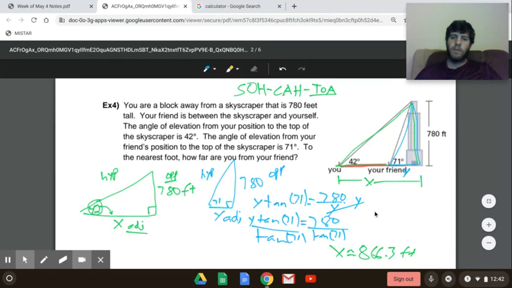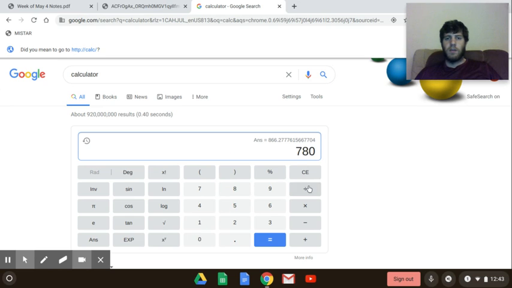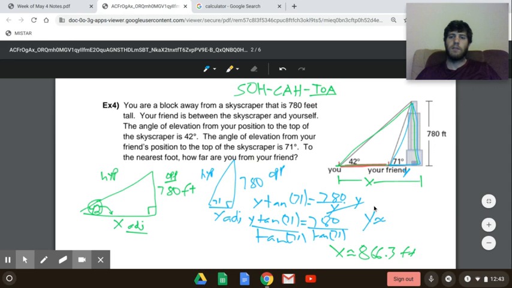All right, so you get y is approximately 780 divided by tangent. Make sure you're in degrees, 71 degrees. Okay, it's going to give you 268.6 feet. So you're standing 866.3 feet away from the building. Your friend's standing 268.6 feet away from the building.